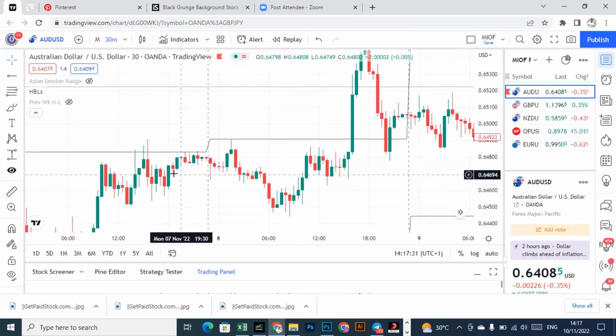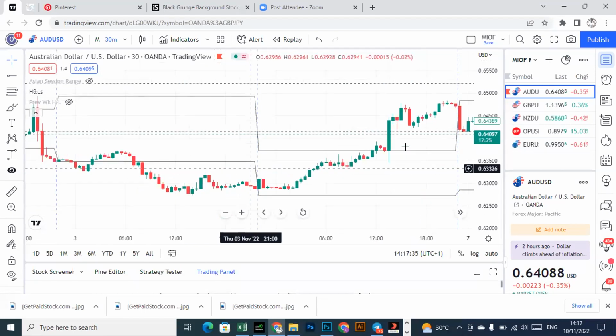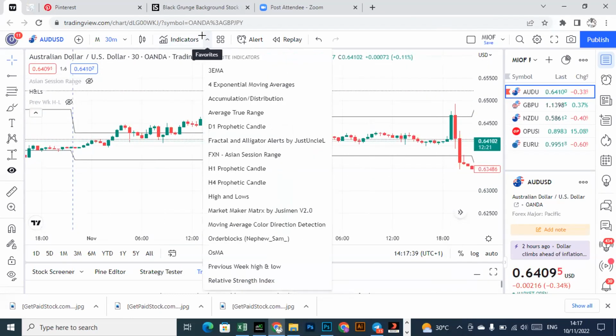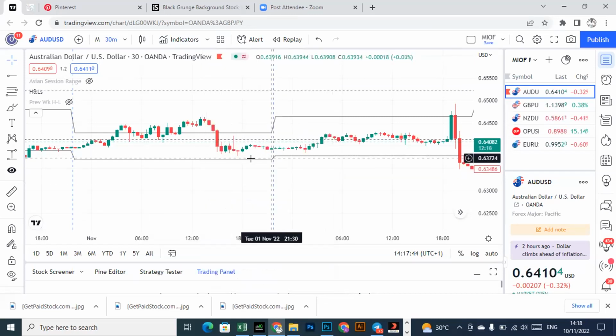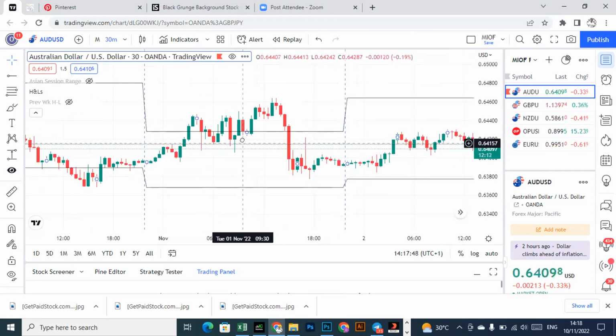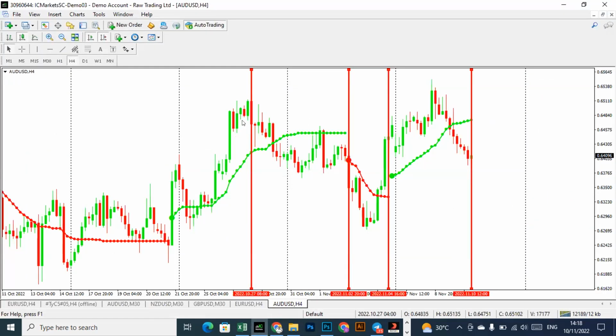So I have a line in my charts to denote yesterday high and yesterday low. You can always get that here under indicators, high and lows. Just type high and lows, and you get it. So this is Tuesday, 1st of November. Let's check our bias. What are we doing on 1st of November? We are looking to buy, right?